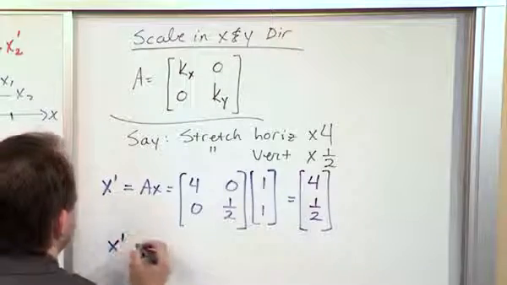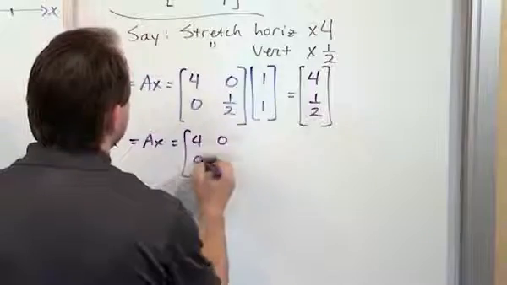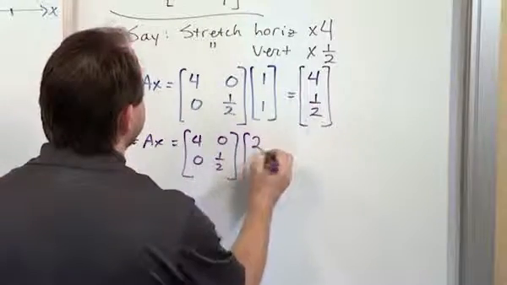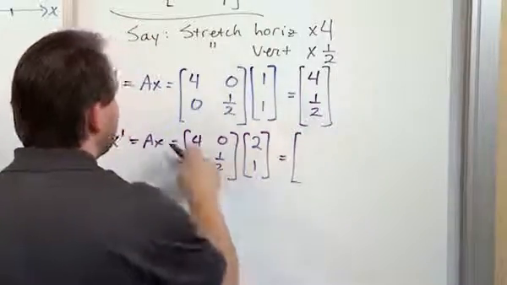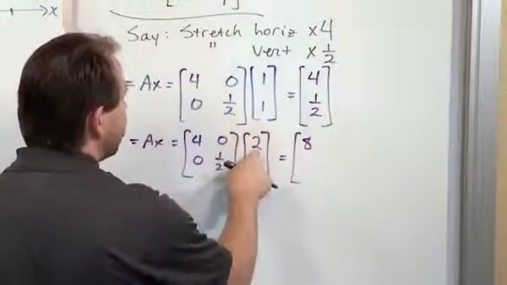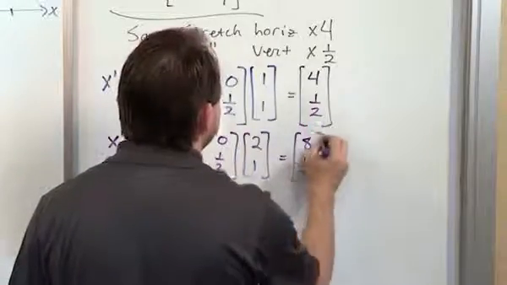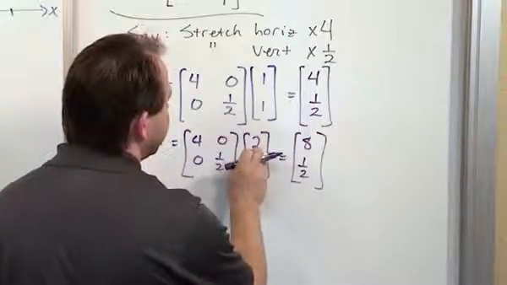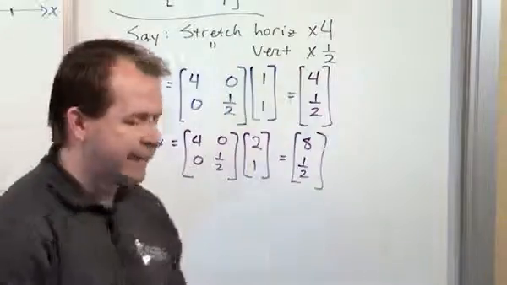The next point that we've been typically dealing with is 4, 0, 0, 1/2, and typically we've been dealing with 2, 1. Let's see what happens with that. And what we will have is 4 times 2 is 8, 0 times 1 is 0, so we get an 8, 0 times 2 is 0, 1/2 times 1 is 1/2. So the point 2, 1 is transformed to this. This x component has been stretched times 4, and the y component again has been cut by 1/2.